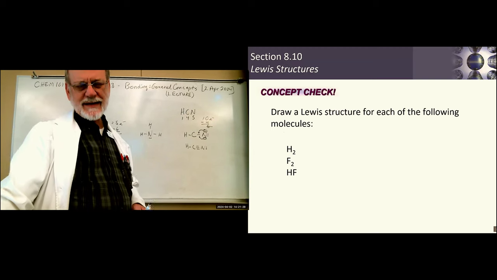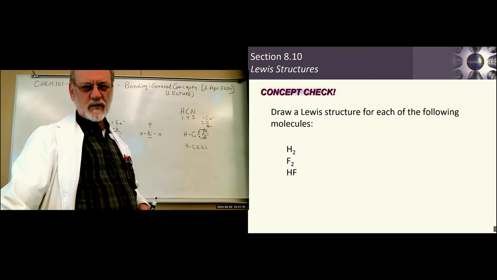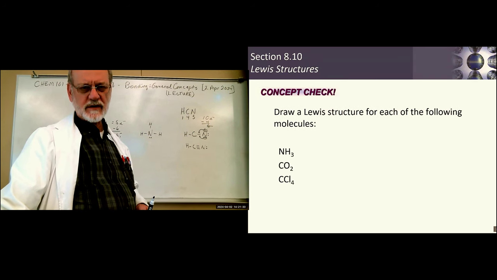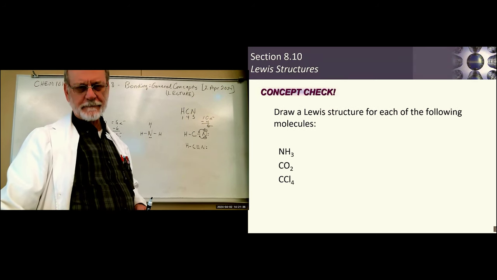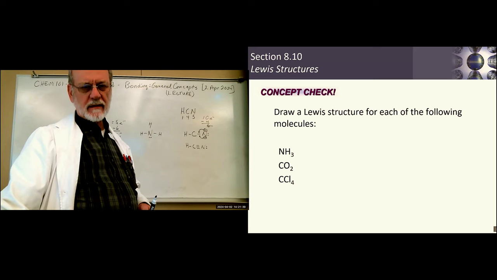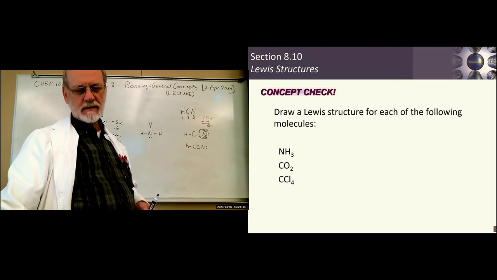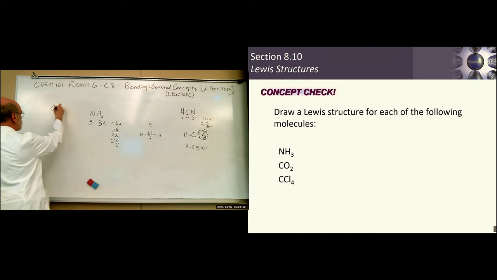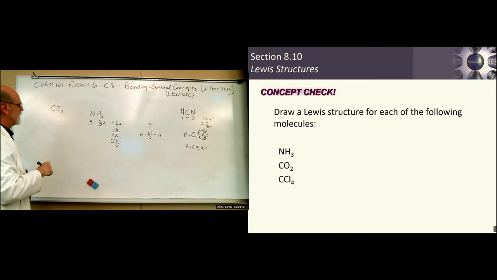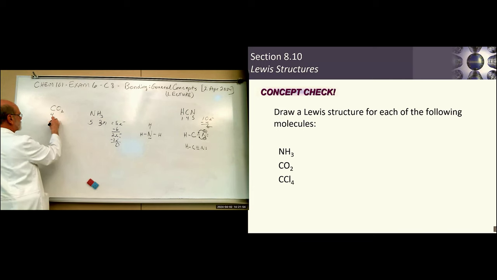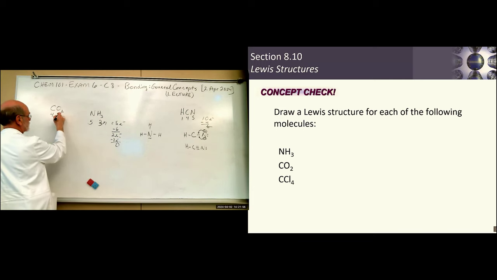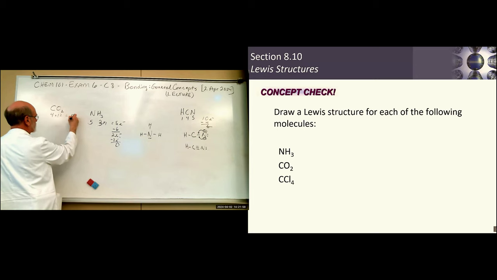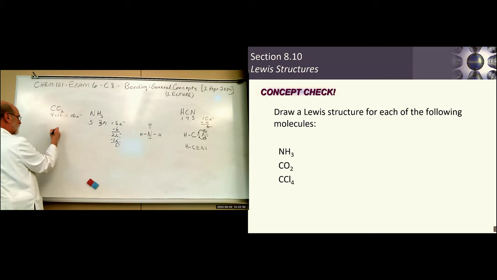All right, let's see. I'm not going to spend time drawing these. They're too easy. Let's find one that's a little more difficult. We've done ammonia. Carbon dioxide? How about carbon dioxide? We know this is the valence formula for carbon dioxide. Carbon has 4 electrons. Oxygen has 6 times 2 is 12, which equals 16 electrons. Okay, so carbon goes in the middle because it's to the left of oxygen.